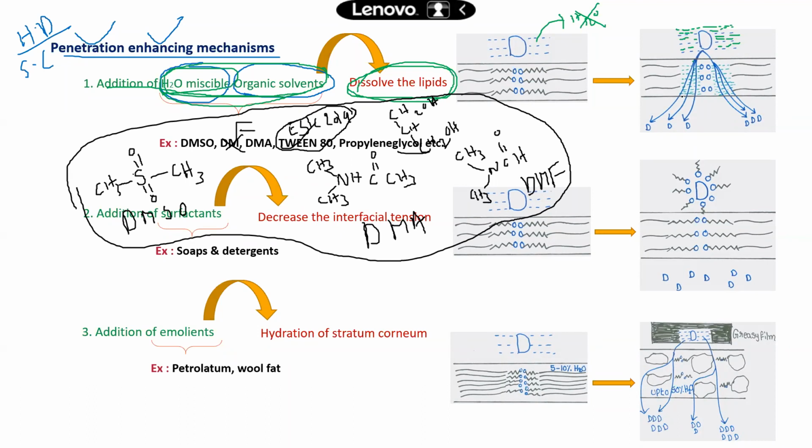Examples: DMSO, DMF, DMA, propylene glycol. Those are the examples I am saying. These are exactly the options asked repeatedly in the NIPER question papers. Okay, next.